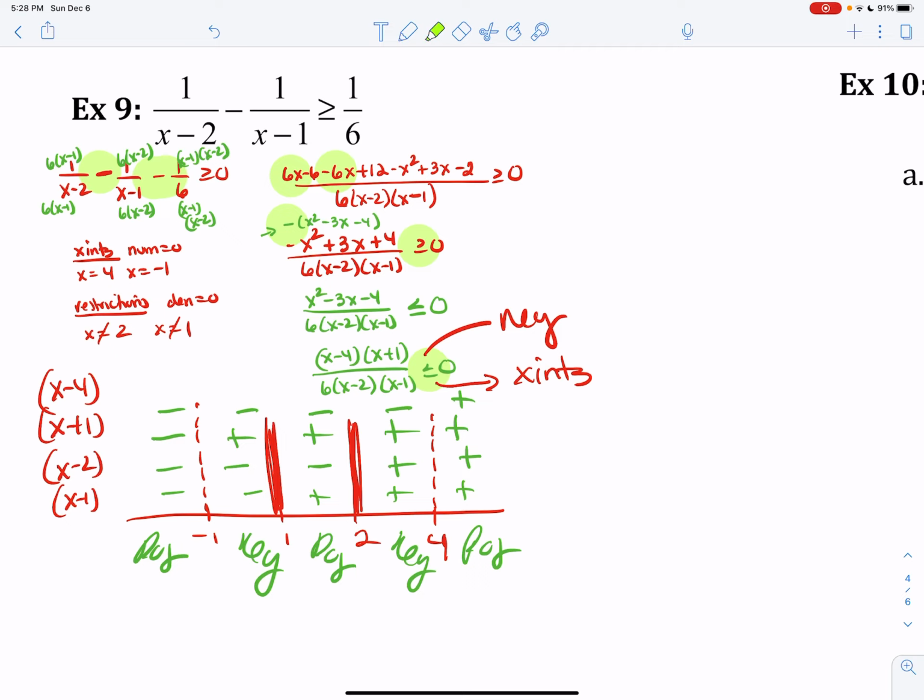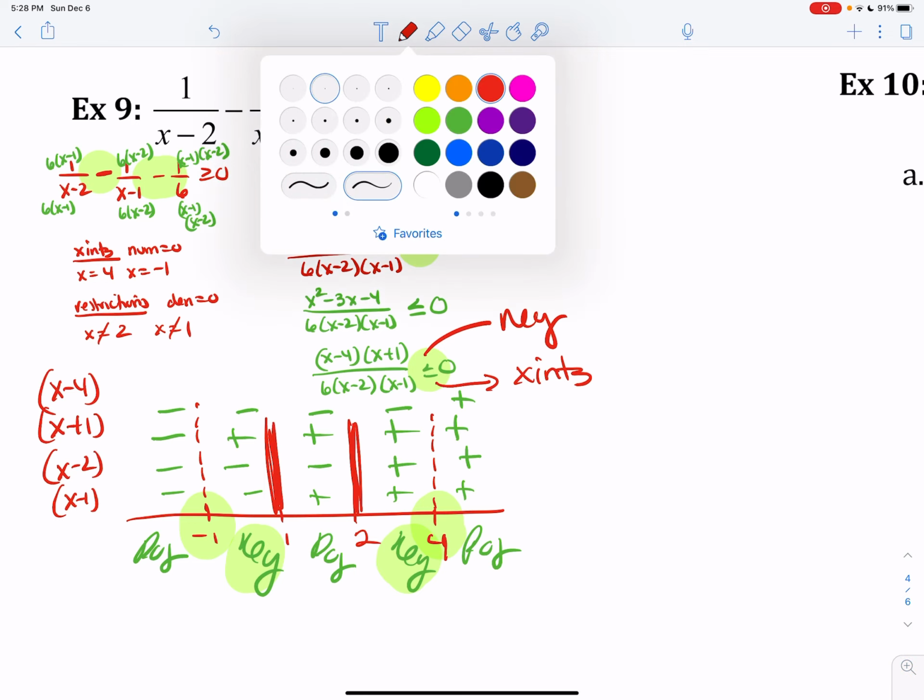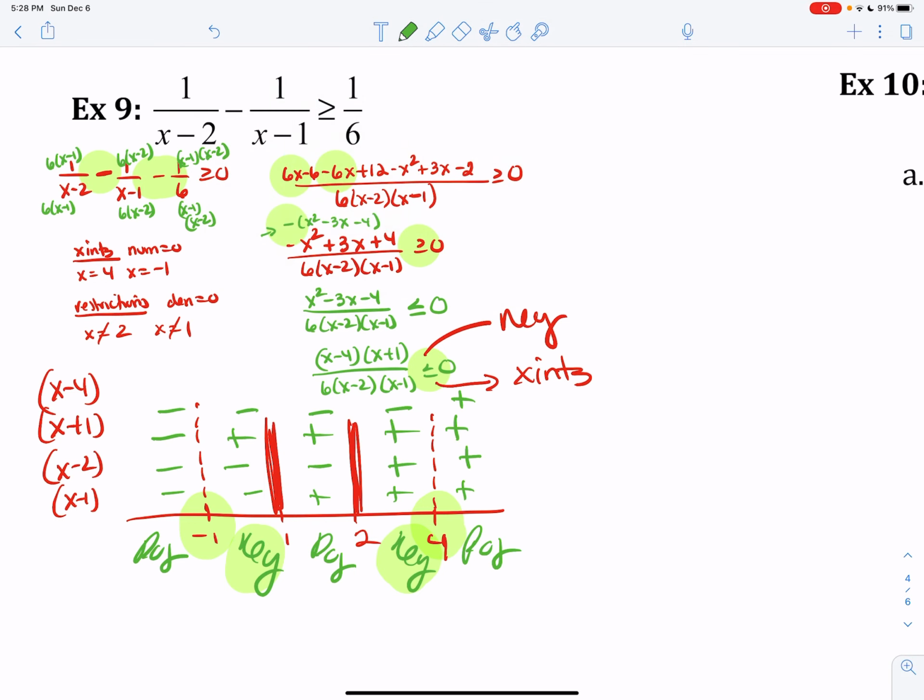So we have a negative interval here, we have a negative interval here, we have an x-intercept at 4, and we have an x-intercept at negative 1. So we need to make sure all of those are included when we write our interval. So our final answer should be negative 1 to 1. We want to include the x-intercept, not include the restriction, as well as the interval from 2 to 4.